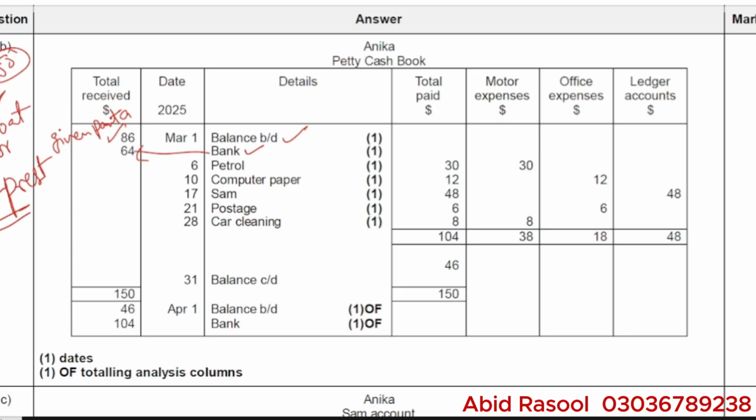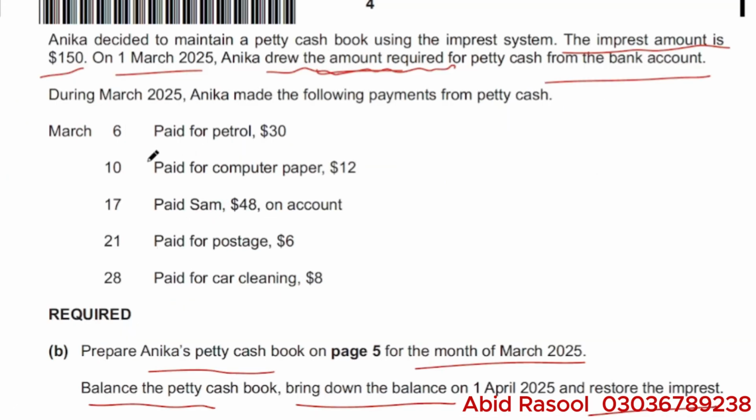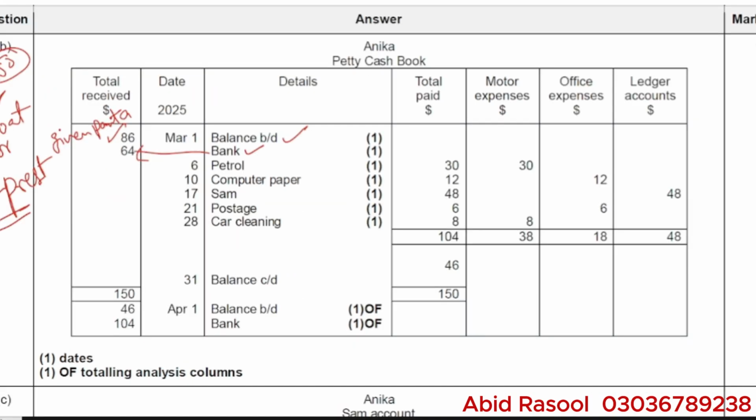After that we see these payments: paid for petrol, paid for computer paper, paid Sam 48 on account. This is different from the others. Paid for postage, paid for cleaning. In this petty cash book format, students, you can see the columns: total received, date, details, total paid, and then motor expense, office expense, and ledger accounts. From here till here, these are called analysis columns.